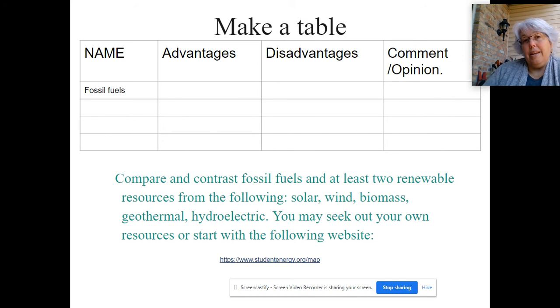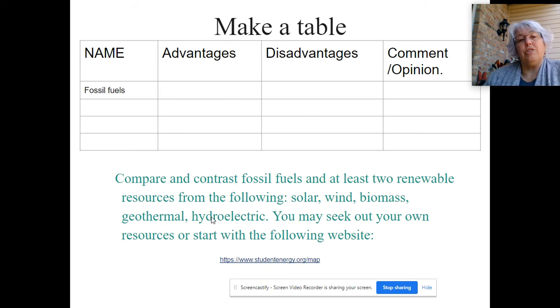And what I'd like you to do is make yourself a table. This shouldn't take you very long. I want you to look at the advantages and disadvantages of fossil fuels. You can do them in general or pick one specifically. And then I want you to choose at least two, you could do more if you want, of these renewable resources. Maybe do a common one, like one of these, and then a little bit more different one that maybe you haven't learned a lot about.